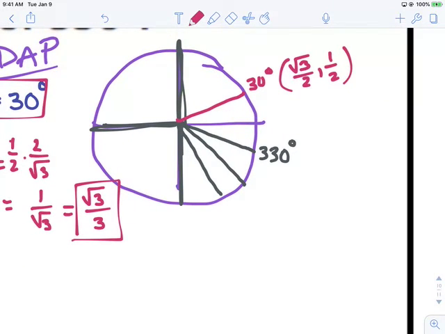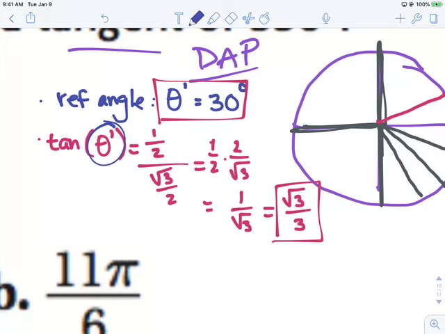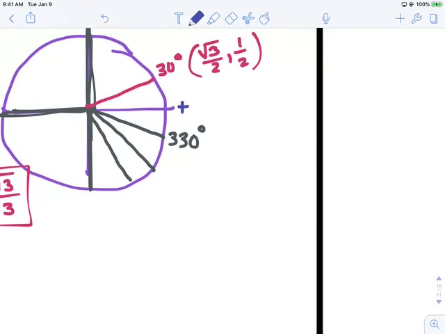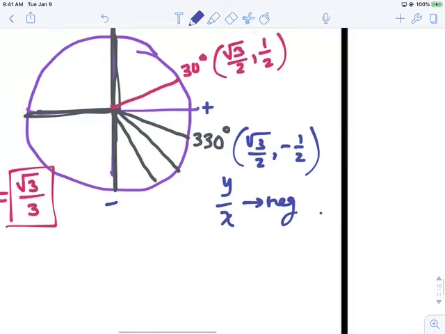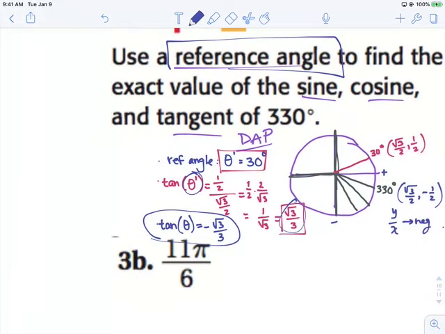Well, then I have to look back at our original angle, because this one is for theta prime. We wanted tan of theta. The x value is positive, the y value is negative, so we have positive square root of 3 over 2, negative 1/2, and that means our answer, y over x, should be negative. So I keep the same number, but I turn it negative. Negative square root 3 over 3. There you go.